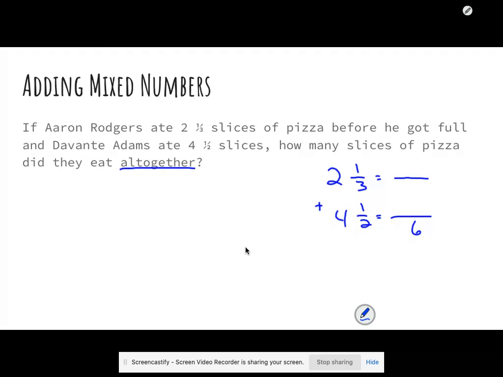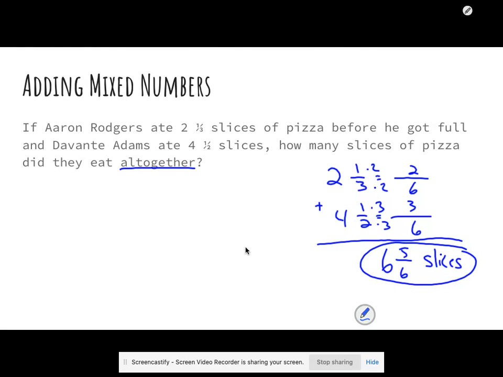Common denominator here is going to be 6, times 2, times 3. So 6 5/6 slices would be my final answer.